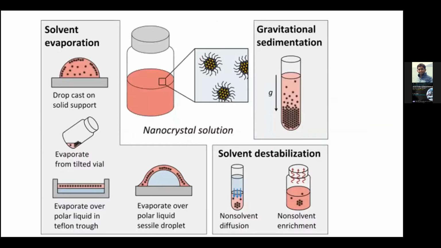There are many different procedures to do self-assembly of nanocrystals, mainly quantum dots. Like here on the left side, you can see solvent evaporation. You choose a high boiling solvent, not hexane, meaning the boiling point should be above 100 degrees centigrade, above the boiling point of water, because in air we have moisture. So we need a high boiling solvent so that the solvent can be removed slowly.